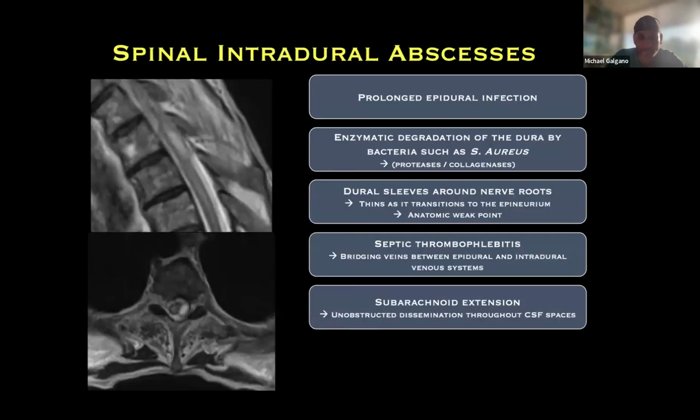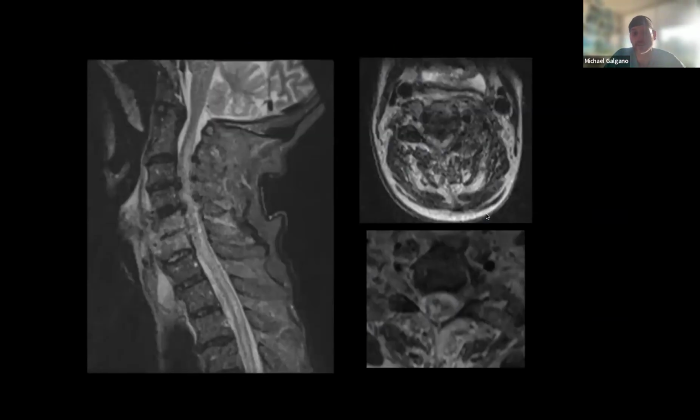When you think about the pathomechanics of how that happens, we have to think about prolonged epidural infection. Some type of enzymatic degradation of the dura may take place from a bacteria such as Strep viridans or Staph aureus. You can also track along the dural sleeves of the nerve root because the epineurium becomes very thin. This is kind of an anatomical weak point. It can also track through septic thrombophlebitis as well. And on a very rare occasion, you'll actually see a subarachnoid extension.